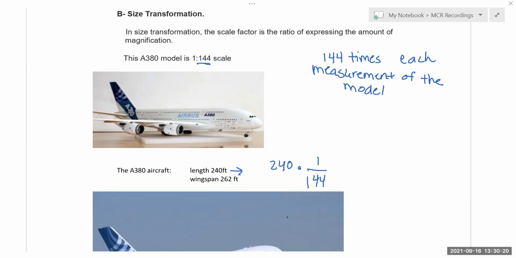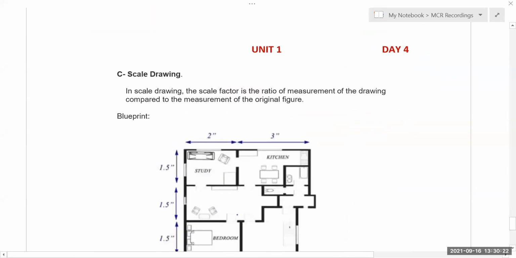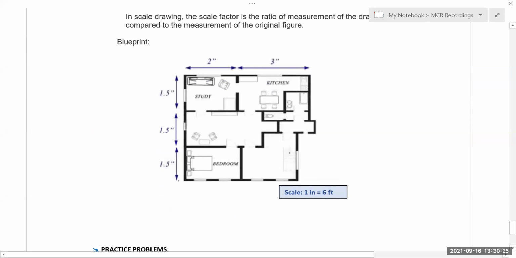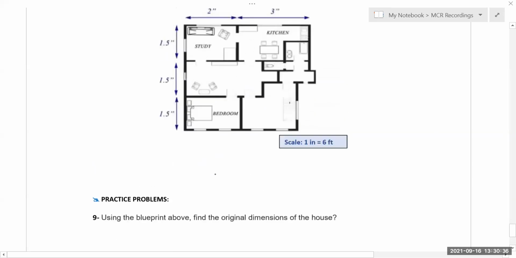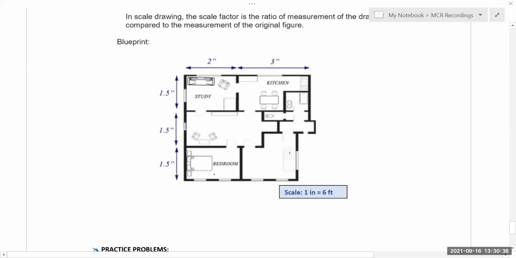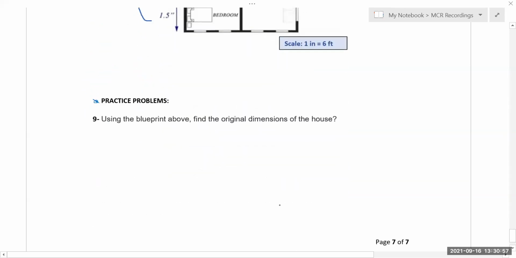All right. And then finally, we also might use it in blueprints. So if this is a blueprint of a room, we want to draw this of a house layout. We want to draw this smaller. We don't actually want the full size. So what you might do is, what were the original dimensions of the house? And I'm just talking the length and the width here. So this one on the drawing is 4.5 inches. This one is 5 inches. And it tells you every inch is 6 feet.